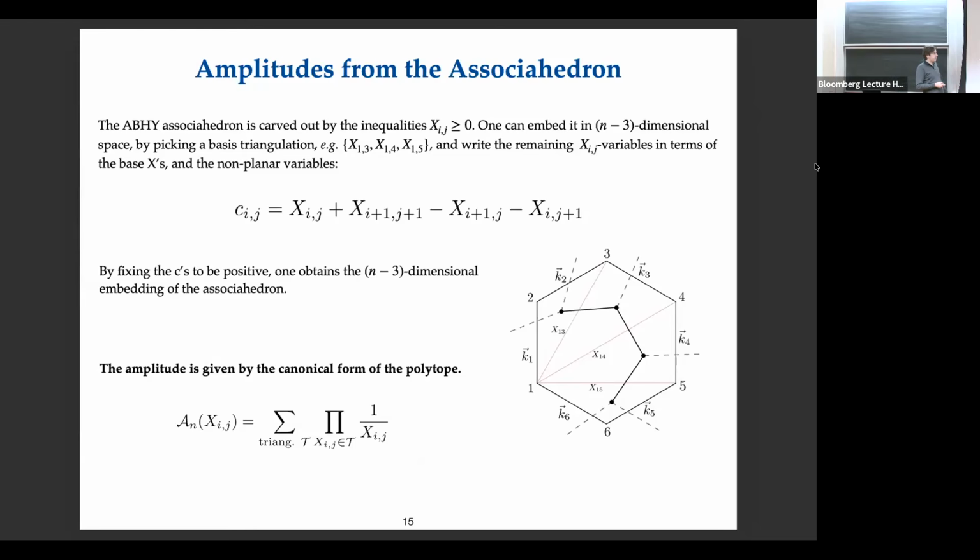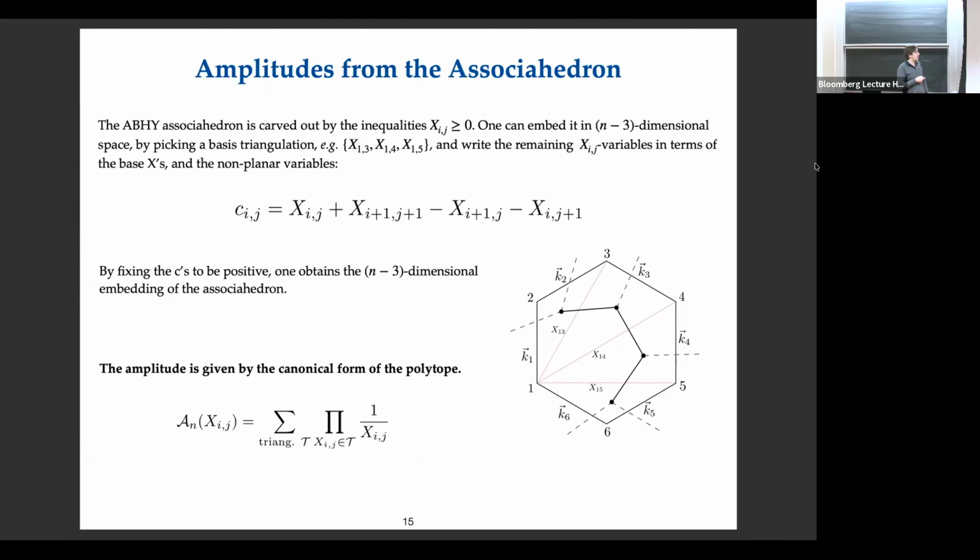But for example, for 6 points, I showed you there was a 3-dimensional polytope. There are 9 internal chords in total. So we have to go down in dimension, and for that we pick a preferred triangulation. You can pick this one: x13, x14, x15.